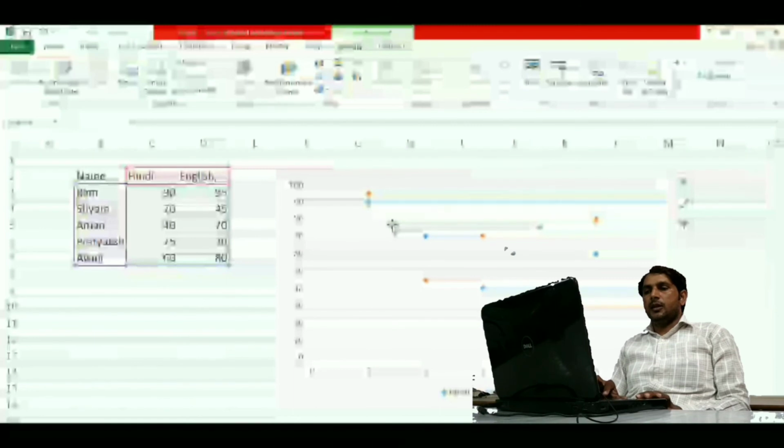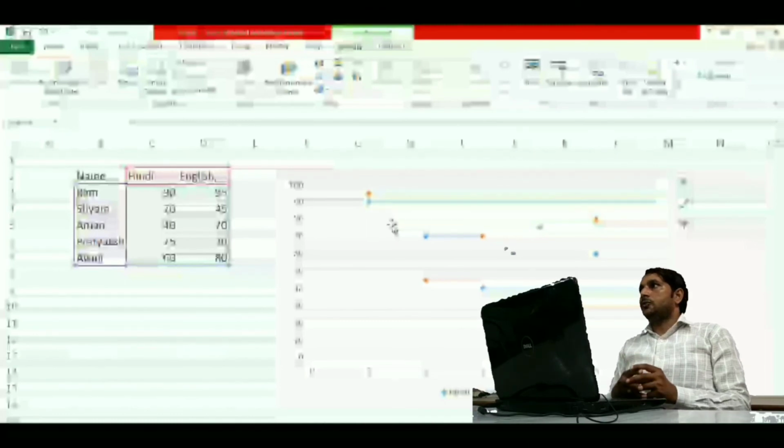Now here is a different kind of scatter chart, where only dots are displayed instead of lines. We have not shown any kind of line here, just the dots. Blue dots show the Hindi marks, and orange dots show the English marks. For student 1 this is the Hindi marks, and for the second student these are the Hindi and English marks. Here the third student, fourth student, and you can compare just by the location and height of the point.